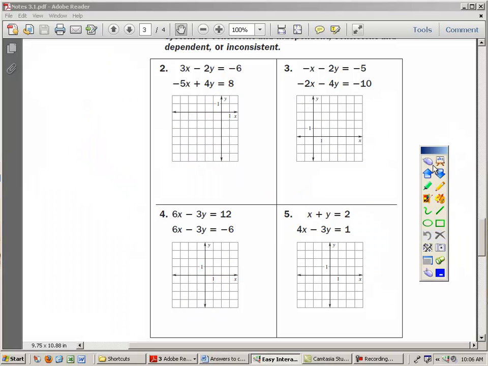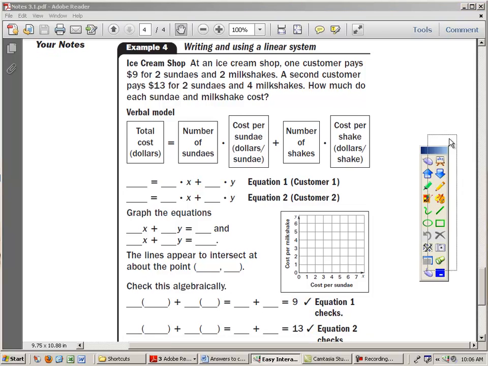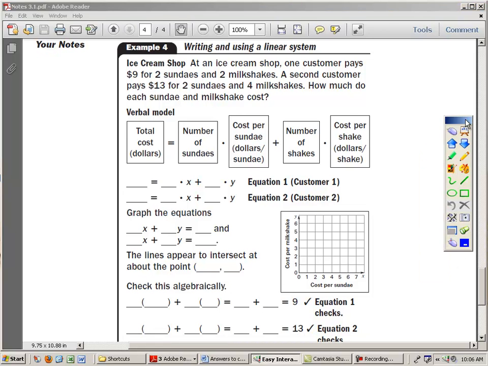Okay, so let's get into a real-life story problem type of example here. It says, at an ice cream shop, one customer pays $9 for 2 sundaes and 2 milkshakes. So they got 2 sundaes and 2 milkshakes. The total cost is $9. A second customer pays $13 and gets 2 sundaes and 4 shakes. How much does each sundae and milkshake cost?